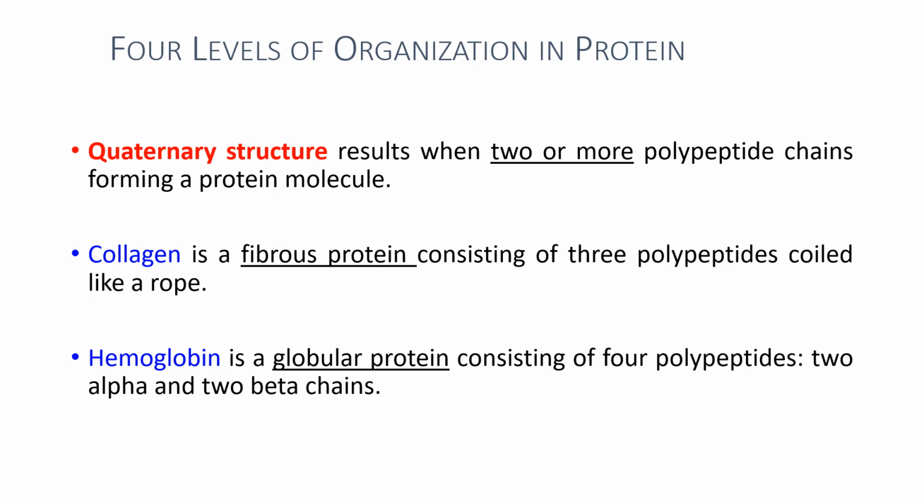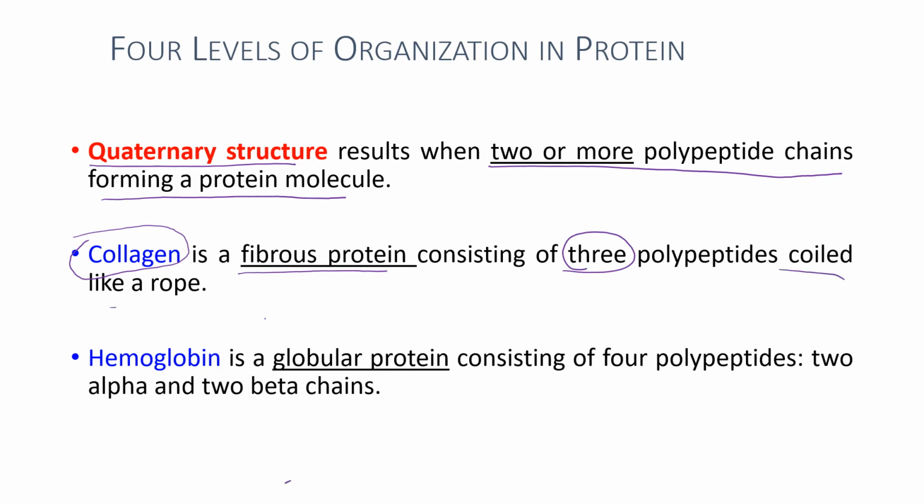The fourth level is quaternary structure. Quaternary structure results when two or more polypeptide chains combine together to form a protein molecule with specific shape and function. Examples of proteins that have quaternary structure are collagen. Collagen is a fibrous protein consisting of 3 polypeptide chains that are coiled like a rope.